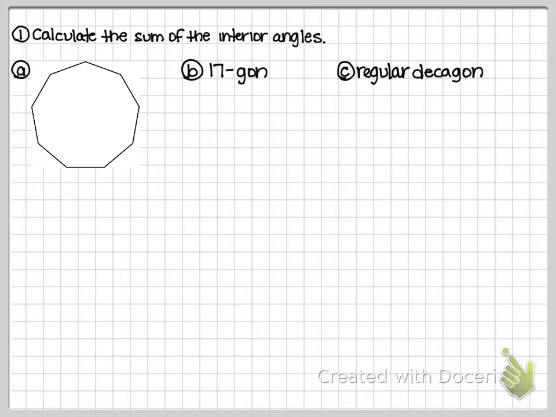So I'm going to calculate the sum of the interior angles. All right, so I wanted to do one with a picture here just so you can see kind of the process that I go through. So pick a corner. It doesn't matter which corner you start from. So if I start from that corner, we want to dissect this into triangles.